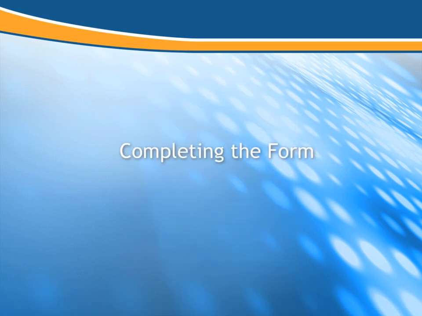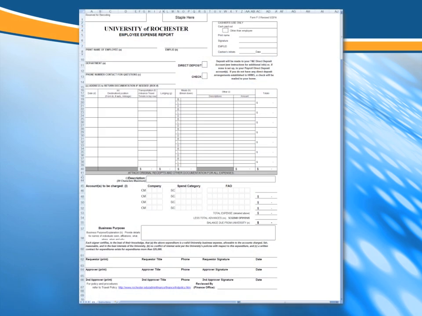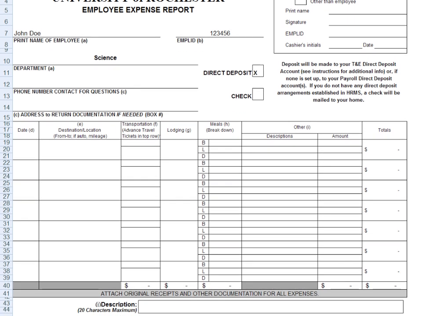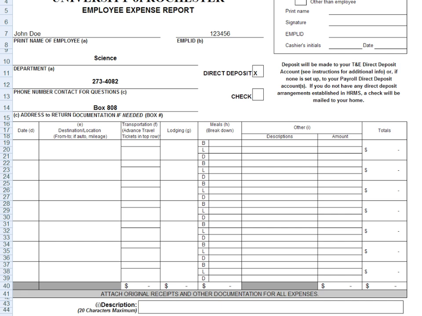Let's look at how to fill out the new F-3. Let's start at the top. Your name, employee ID, and department go here. Check the box indicating whether you want direct deposit or payment by check. If you choose direct deposit, you must have direct deposit already set up for your paycheck. Be sure to include your U of R address and a phone number so accounts payable has good contact information if there are any questions.